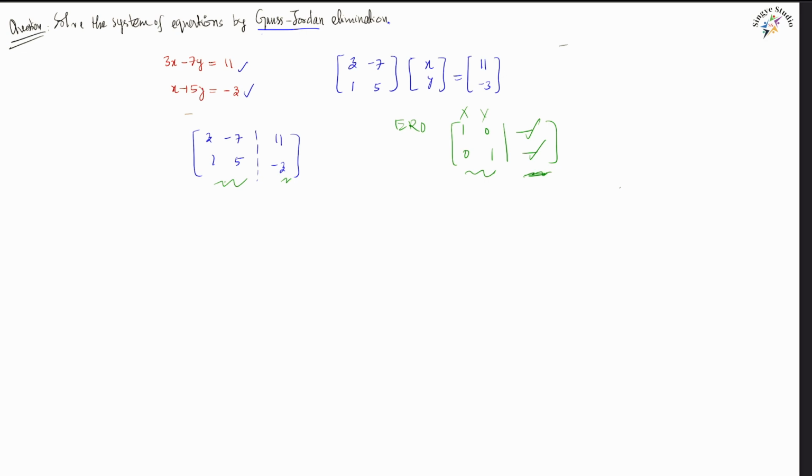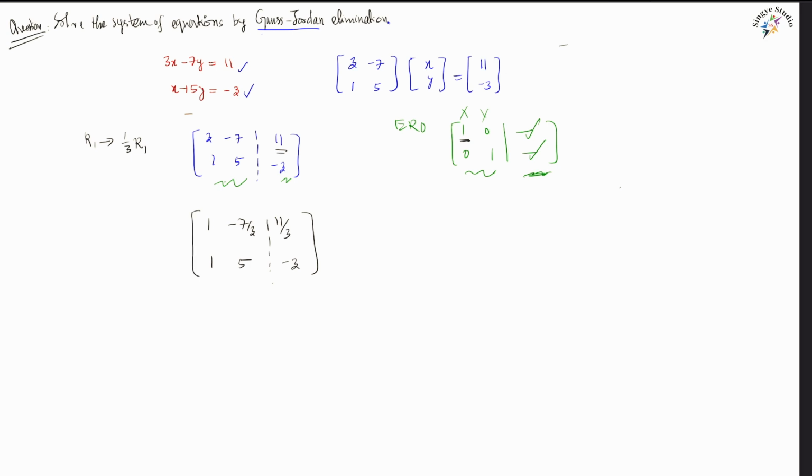Now let's start our work. So first, to get this 1, we will divide row 1 by 3, okay? If you divide this, then we will get 1, -7 by 3, and here the product will be 11 by 3, and we didn't perform an operation on row 2, so row 2 will remain as it is. So 1, 5, -3, okay?